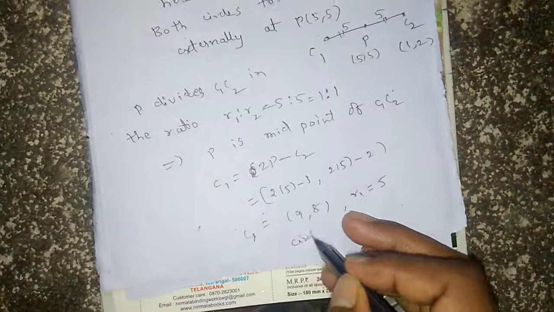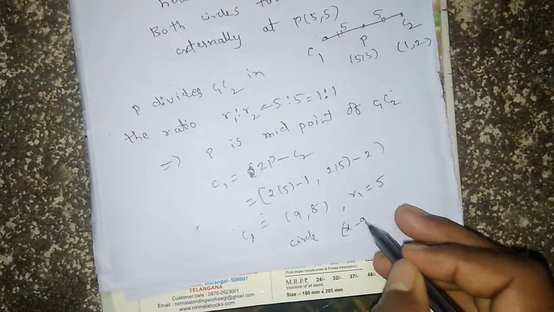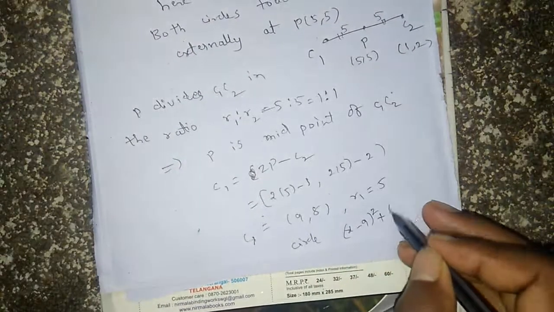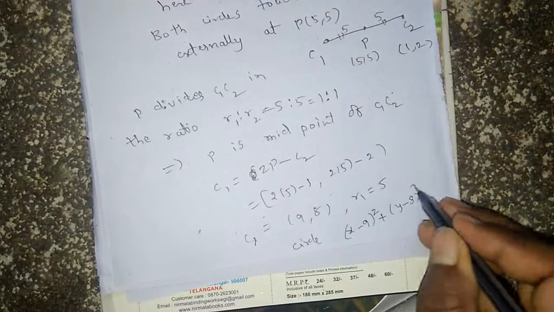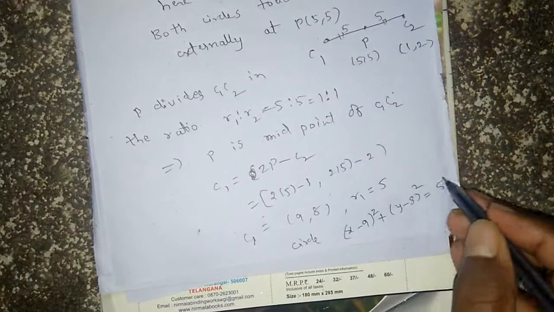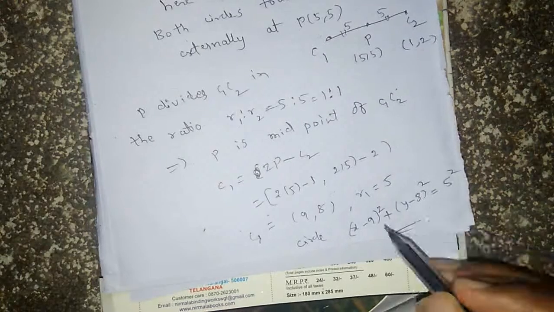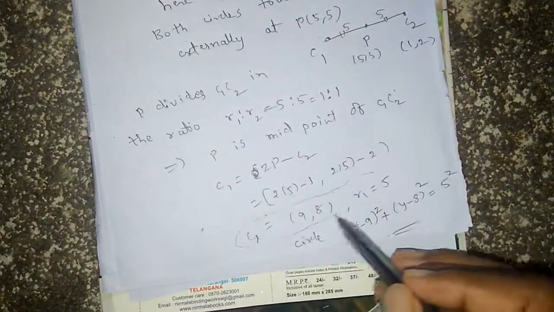Therefore equation of circle is x minus 9 whole square plus y minus 8 whole square is equal to 5 square, is the equation of the first circle.